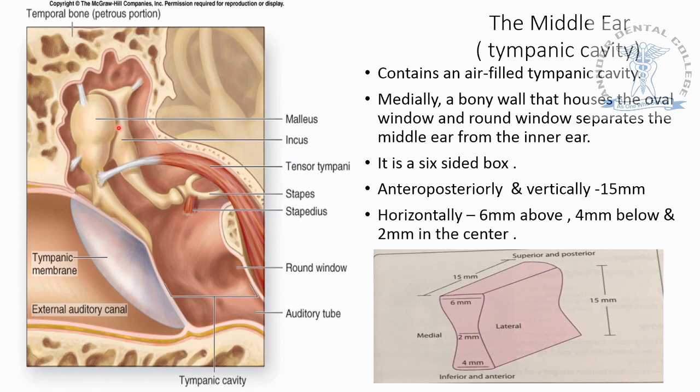The middle ear is a six-sided box. In the coronal section, it is biconcave, and the medial and lateral walls are closest to each other in the center. Anteroposteriorly and vertically, it is 15 mm in diameter. Horizontally, above it is 6 mm, below 4 mm, and the central part is 2 mm in diameter.